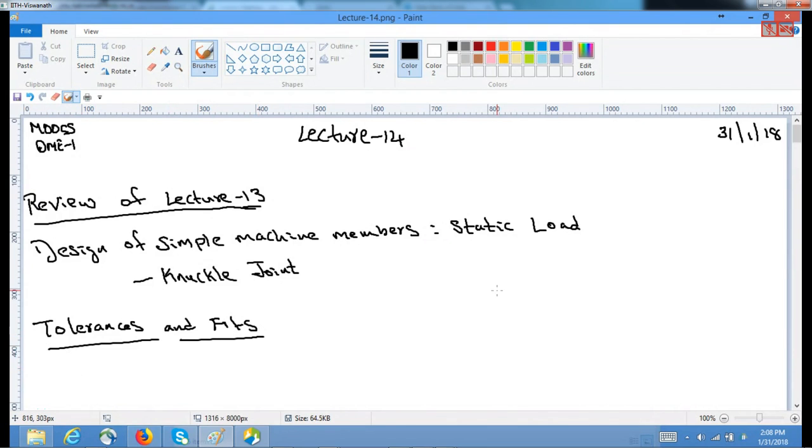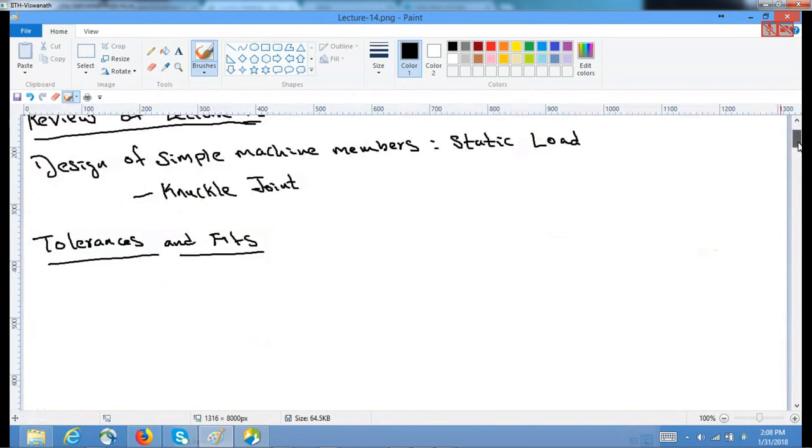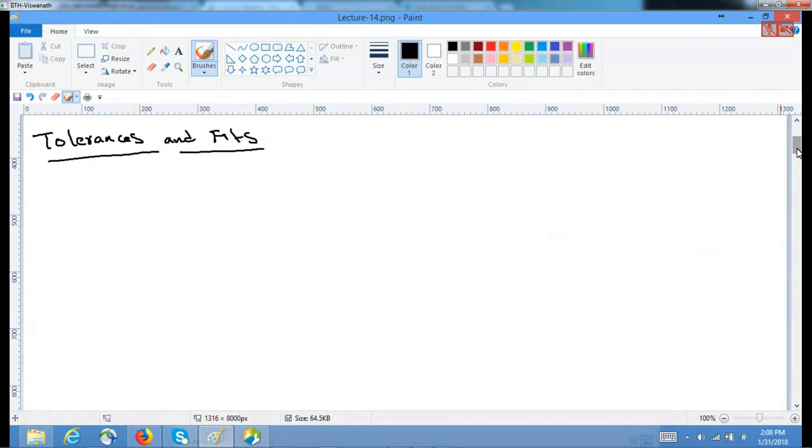We will go for the design for the dynamic loads, and in that we will start mostly focusing on the stress concentration today. So to start with, during the manufacturing, there are a lot of inaccuracies that would prompt during the process of manufacturing.